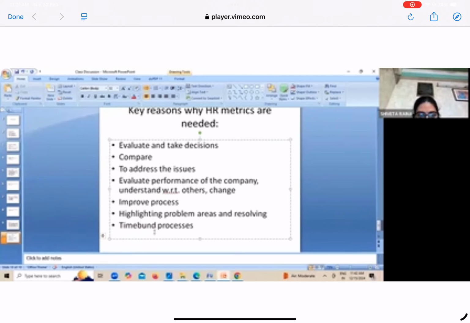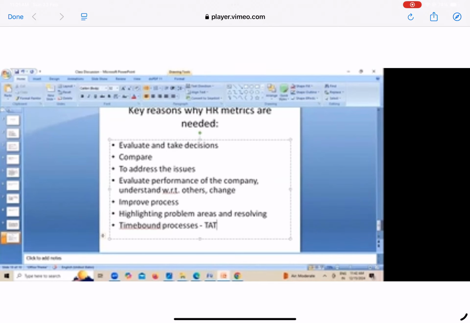So through these metrics also we can see whether we are following that particular TAT. What does TAT mean? Turnaround time. That is a turnaround time, a given period. Yes, turnaround time. Okay.